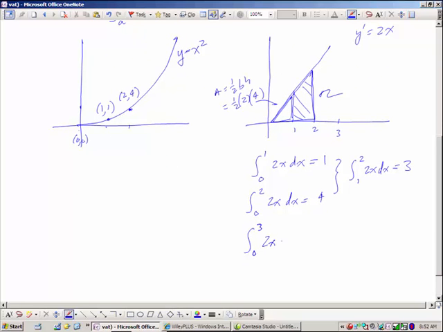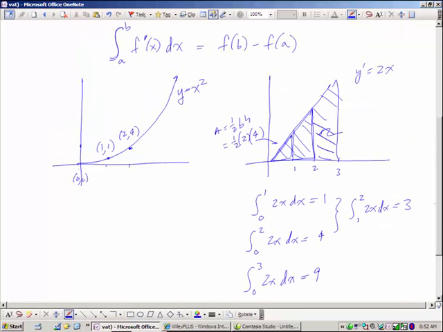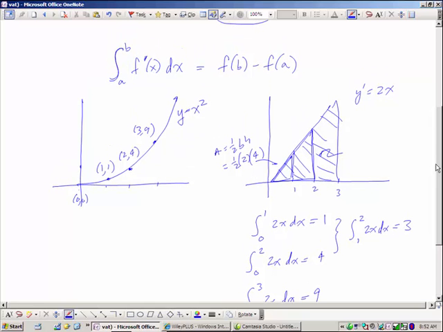So from 0 to 3, that's a lot of area. The base is 3. The height is 6. The area is 9. Hey, guess what? There's a point on this graph, (3, 9). Yeah, it does. As a matter of fact, that's what the fundamental theorem of calculus tells us.